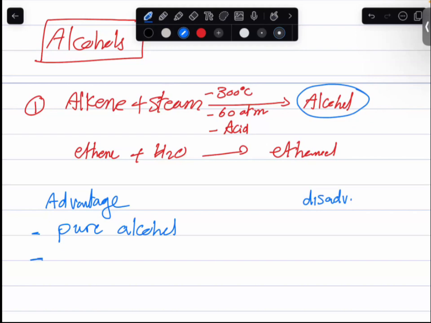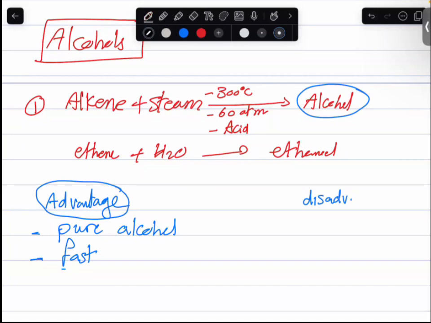And another advantage is that the reaction is very fast, because you do the reaction under high pressure and high temperature. These are the advantages of this reaction.